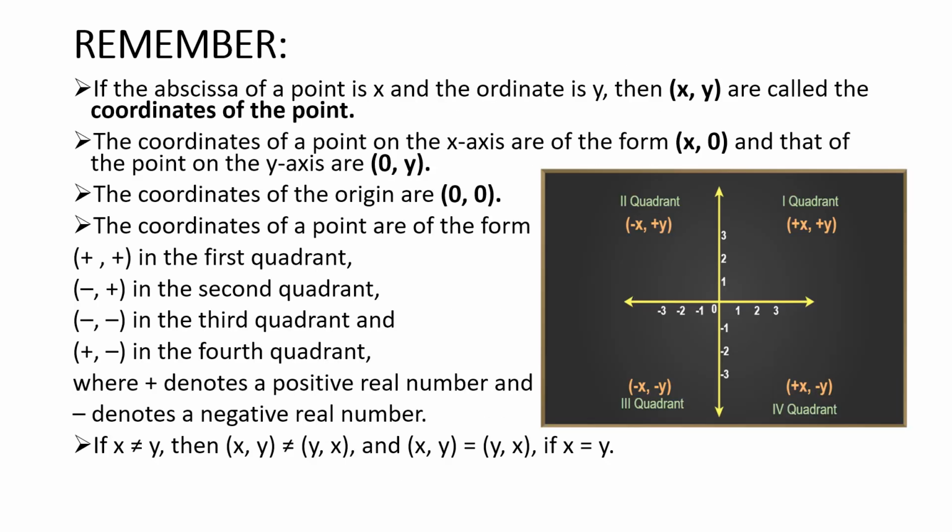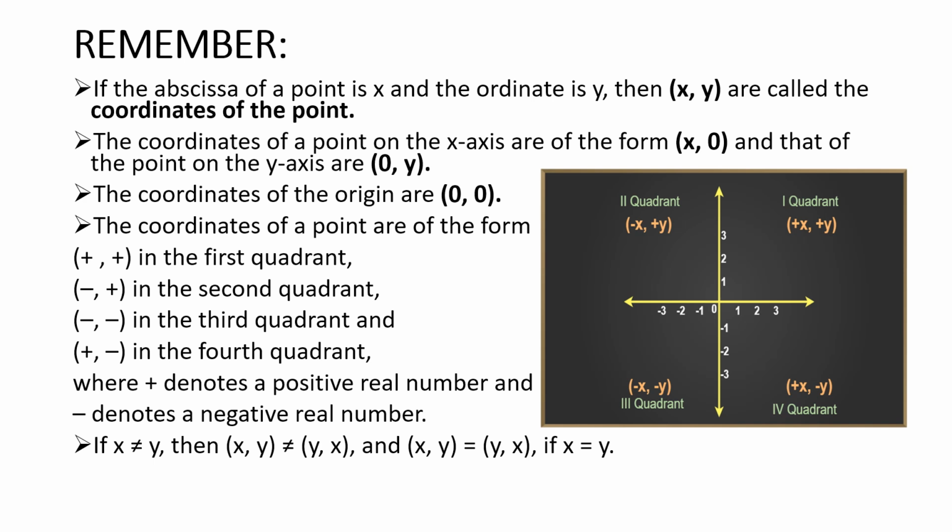Now, if the abscissa of a point is x and the ordinate is y, then x, y are called the coordinates of the point. The coordinates of a point on the x-axis are of the form x, 0. Why? Because on the x-axis the y value will be 0. And that of a point on the y-axis are 0, y, because on the y-axis the value of x is 0. The coordinates of the origin are 0, 0.